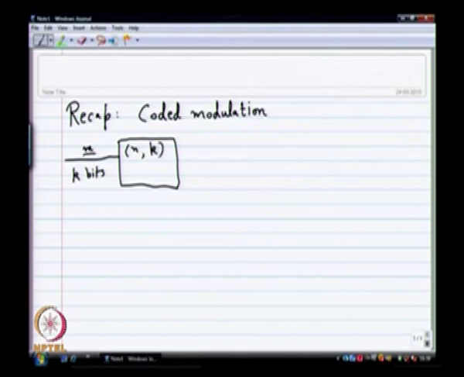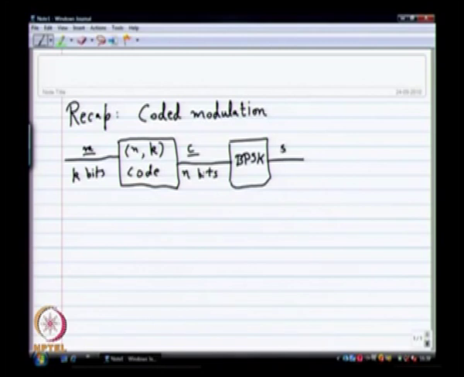Okay, you have an n, k code which converts this into a code word of n bits. And then the difference is we will also consider the modulation block which converts bits into what I am going to call symbols. I think we used S. These symbols represent signals that are going into the channel.